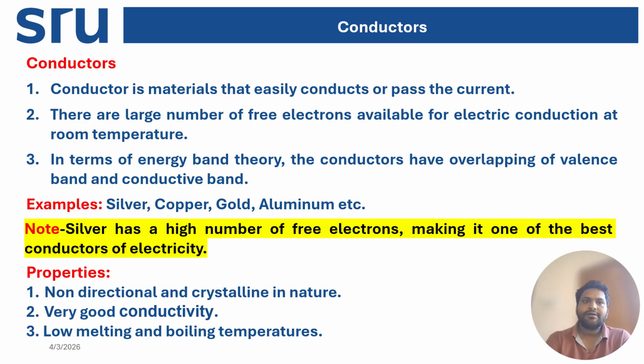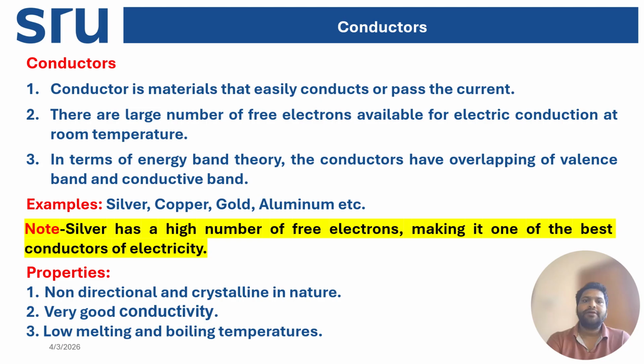So let us see in detail. Conductors are materials that allow current to flow easily through them. This happens because conductors have a large number of free electrons. These free electrons move easily when an external voltage is applied, creating electric current.